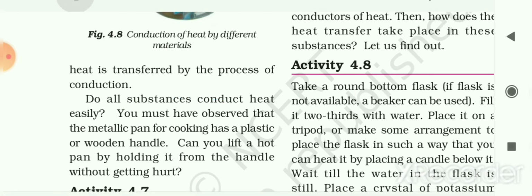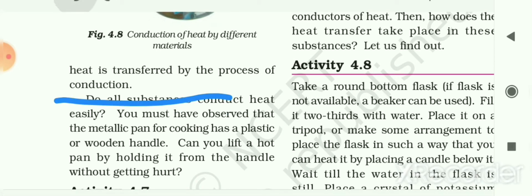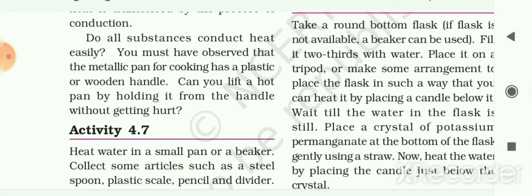So now you must have the question: do all substances conduct heat easily? You have noticed that a metallic pan we use for cooking has a plastic or wooden handle. Can you lift a hot pan by holding it from the handle without getting hurt? Yes, we can hold a hot pan without getting hurt with the help of this handle, which is made of plastic or wood. So why is this happening?